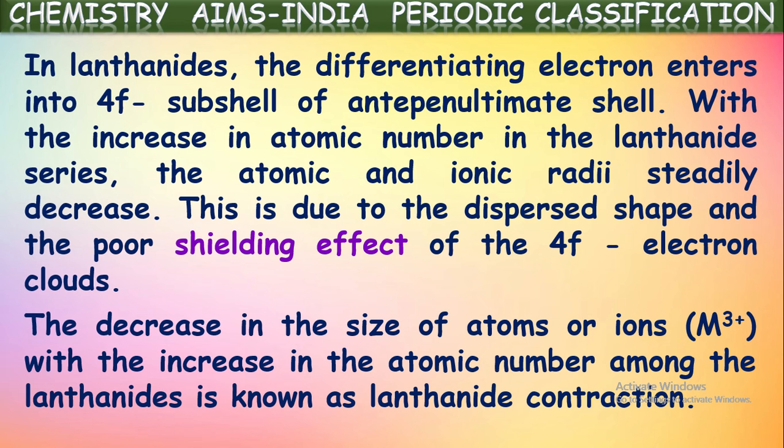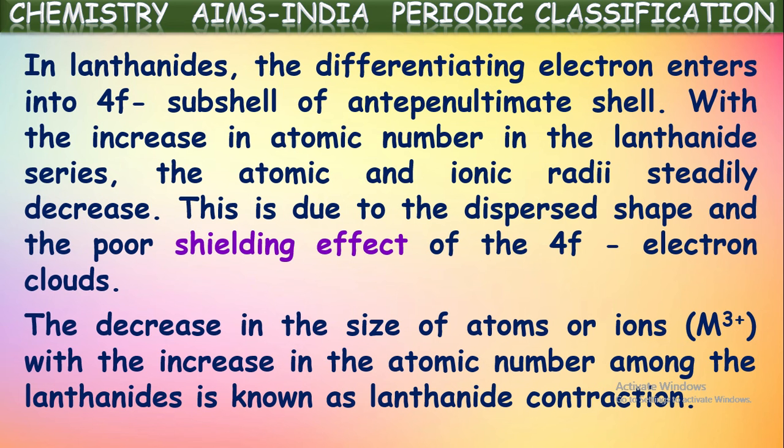So as they are being attracted towards the nucleus, what happens? Size decreases. The decrease in the size of the atoms or ions with the increase in the atomic number among the lanthanoids is called lanthanoid contraction. As atomic number increases, we may expect an increase in atomic size among the lanthanoids. But in fact, among the lanthanoids from lanthanum to lutetium, from left to right, size gradually decreases because of the poor shielding effect of inner electrons and the dispersed shape of the 4f subshell.